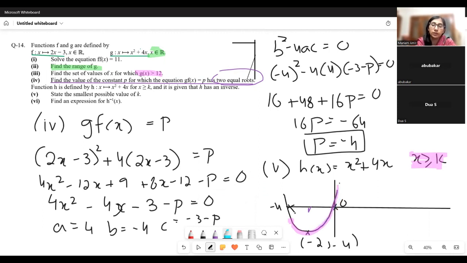Now, what should be the minimum value of k so that h(x) is a one-to-one function? Currently, the way I've sketched it, for all values of x, is h(x) a one-to-one function? Will it pass the horizontal line test?